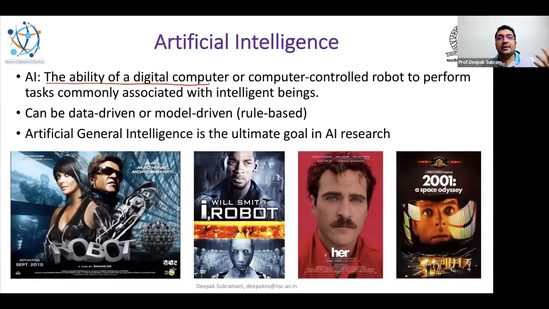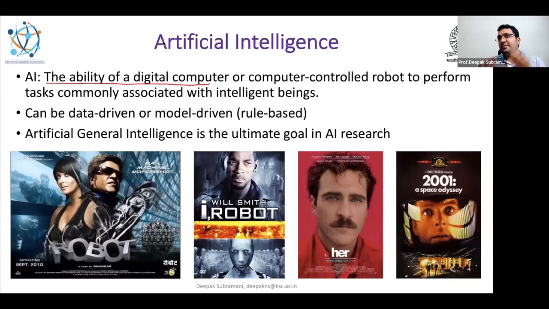And this AI can be data driven or model driven. You can create an artificial intelligence system which is specifically model based. So you tell it, in case you see a car in front of you, apply brakes. If you see a car in front of you, apply brakes, you can code that and put it in. That's called a model driven technique. A data driven technique is that you give lots and lots of data and you expect the computer to learn the tasks an intelligent human being would learn looking at that data.